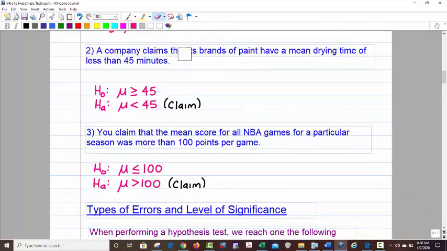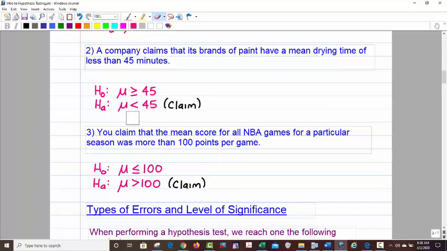A company claims that its brand of paint has a mean drying time of less than 45 minutes. Okay, less than, using those three definitions on the first page, is always an Ha because it doesn't contain equal, and it pairs up with an H0 of greater than or equal to because that way they're opposites. Remember, the H0 always has the equal. So the H0 will be mu greater than or equal to 45, and the Ha will be mu less than 45, but this time the claim is the Ha.